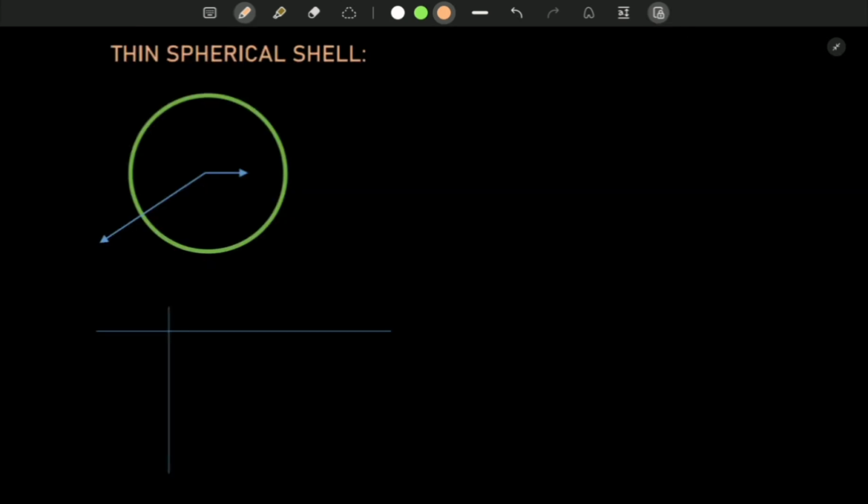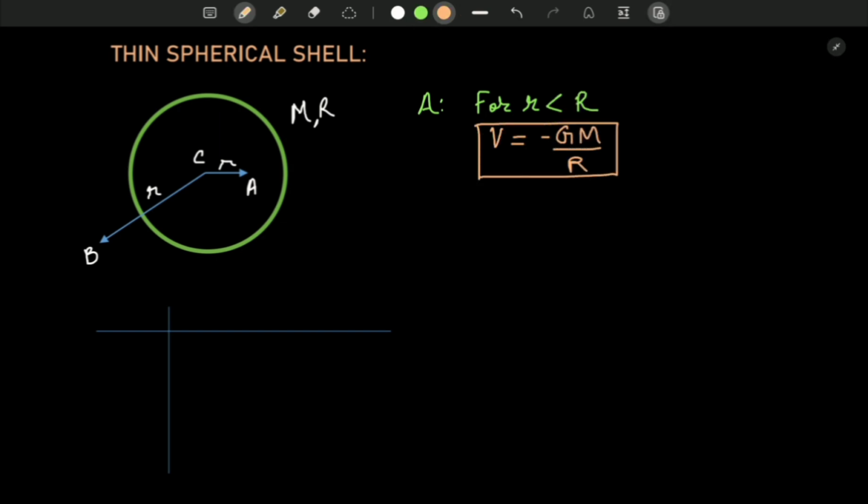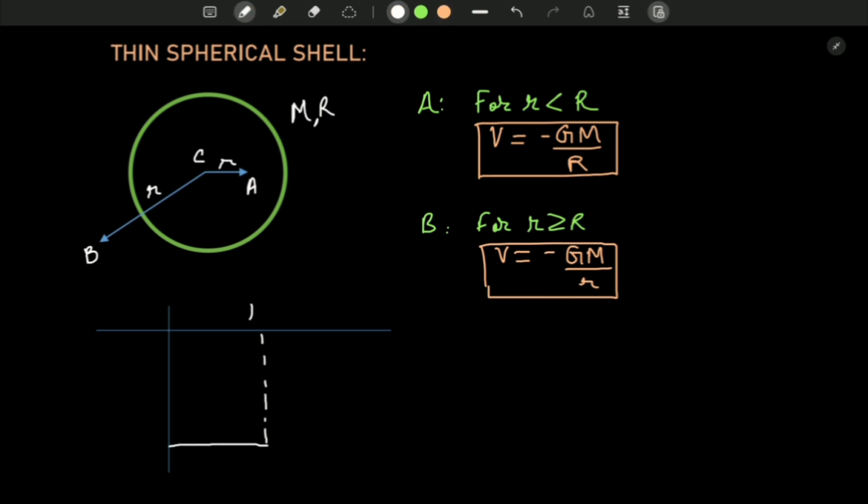Next, let us write the potential due to a spherical shell. This spherical shell is of mass m, radius R. This is the center of the shell. This point is A and this point is B. For point A, for r less than R, potential V equals minus Gm by R. For point B, for r greater than or equal to capital R, V equals minus Gm by small r. Now if we plot this in a graph, up to r equals capital R, the V is constant, potential equals minus Gm by capital R. After that it varies inversely with r, so inversely proportional to r. So this will be the graph. Now for any point outside, we can assume that all the mass is situated at the center C, and hence we can write the potential for a spherical shell.